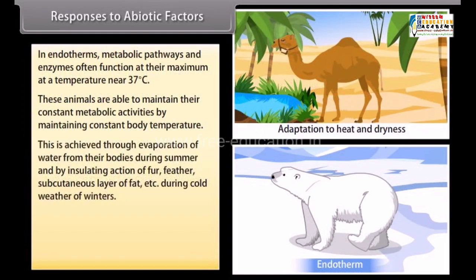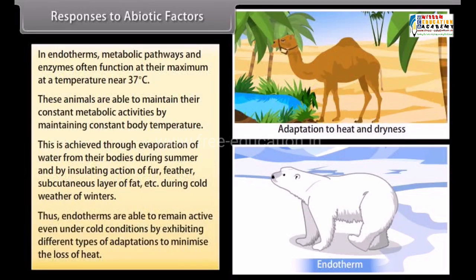This is achieved through evaporation of water from their bodies during summer and by the insulating action of fur, feathers, and a subcutaneous layer of fat during the cold weather of winters. Thus, endotherms are able to remain active even under cold conditions by exhibiting different types of adaptations to minimize the loss of heat.